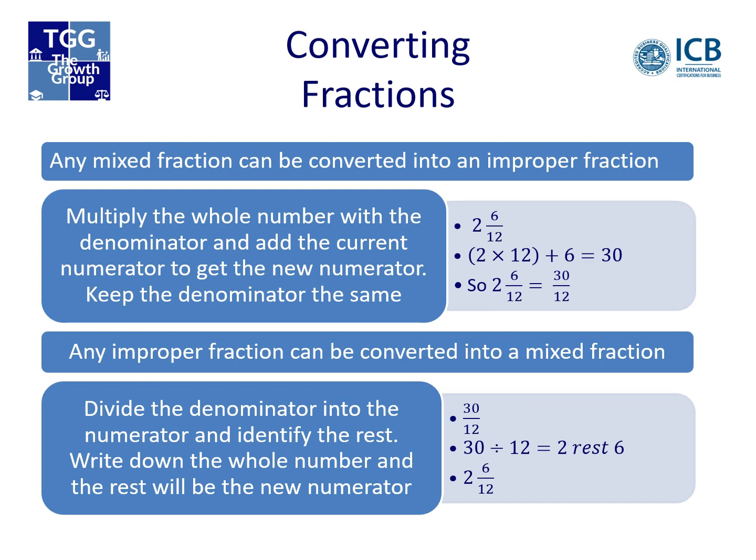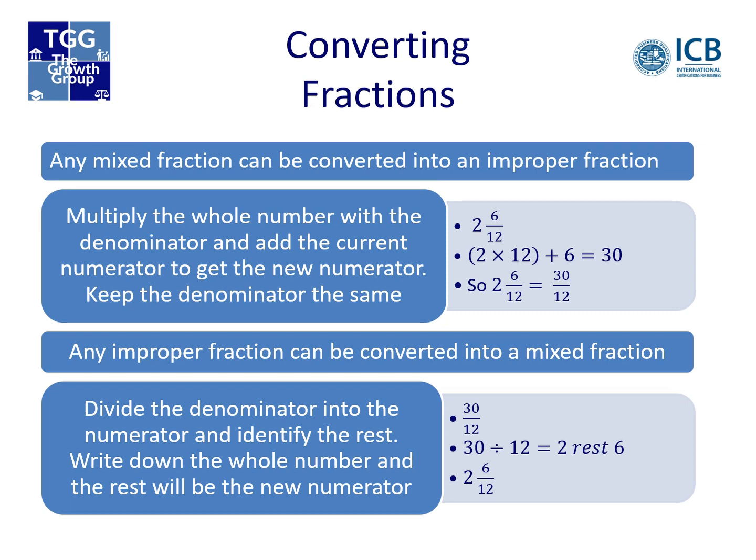So what do we do? We multiply the whole number with the denominator, and then we add the current numerator to get a new numerator, but we keep the denominator the same. Let me explain it. There we have 2 and 6/12. So 12 is our denominator. We multiply 12 with 2. We take our current numerator, which is 6, and we add those together, and now we get 30. 2 times 12 plus 6 is 30, and then we write that over the denominator.